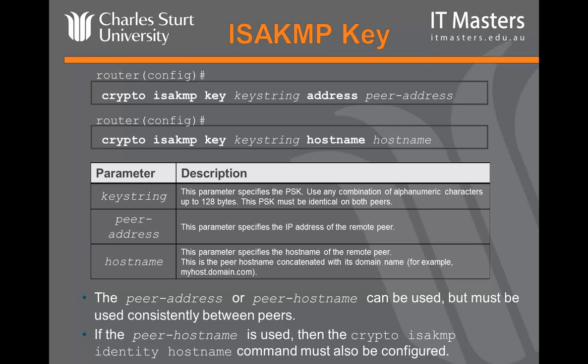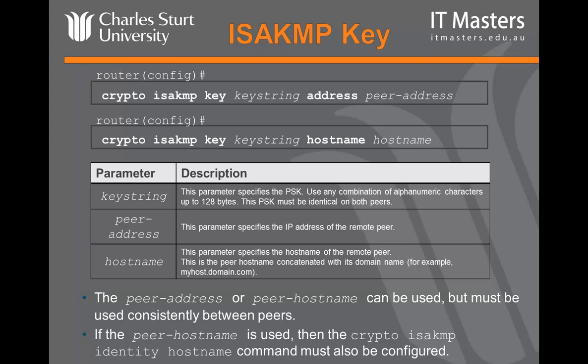Okay, done. The peer address parameter specifies the IP address of the remote peer. So it's the IP address of the remote router. In this case, if you were configuring on router 1, it would be the IP address of router 2 and vice versa.